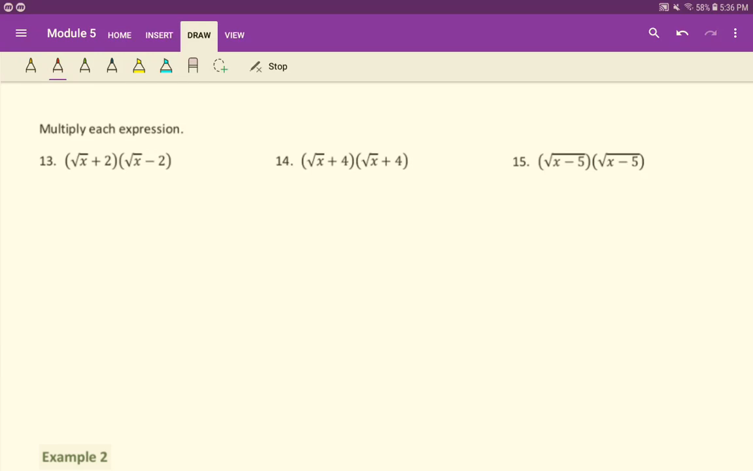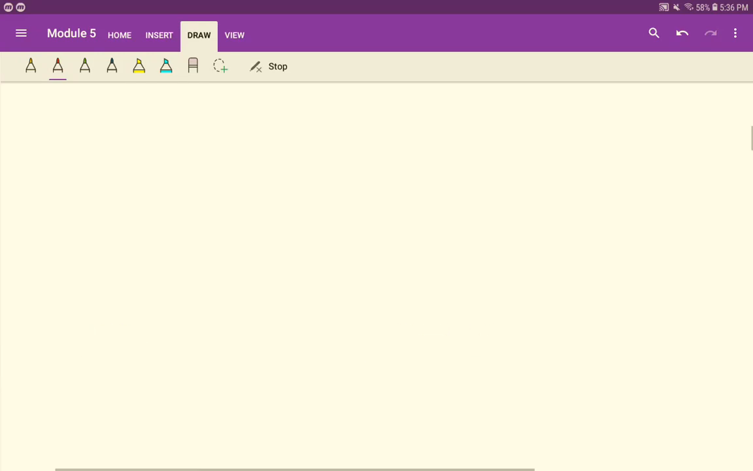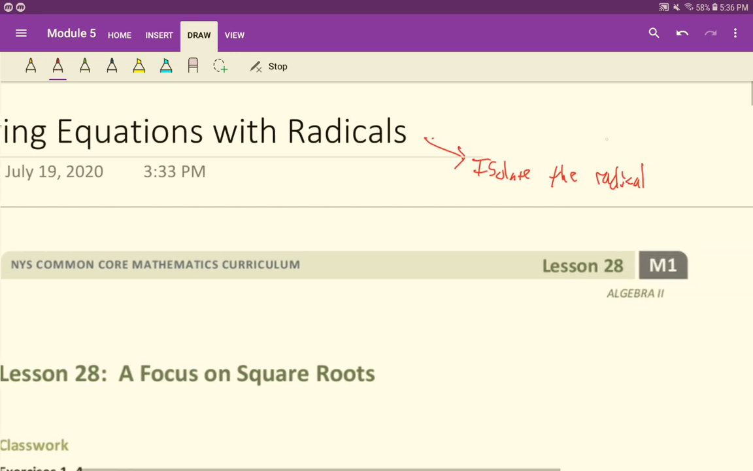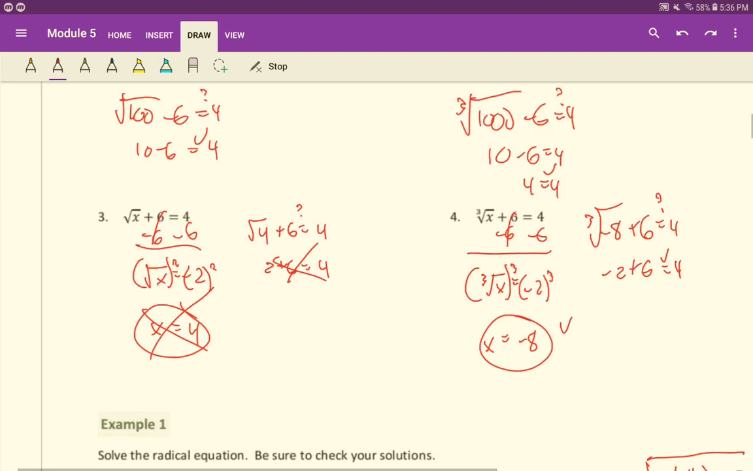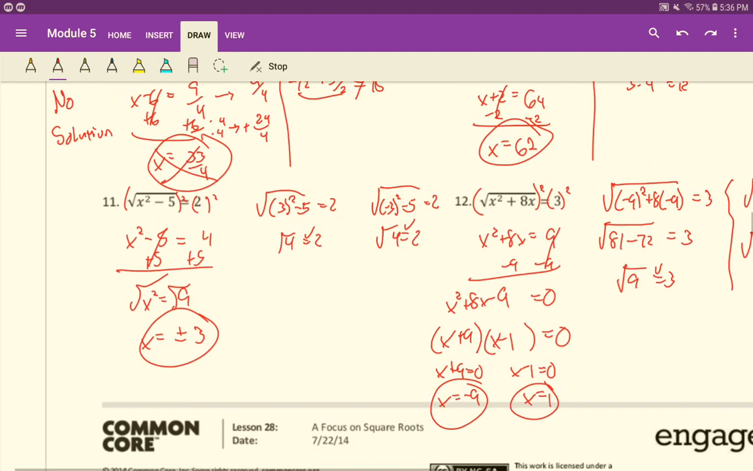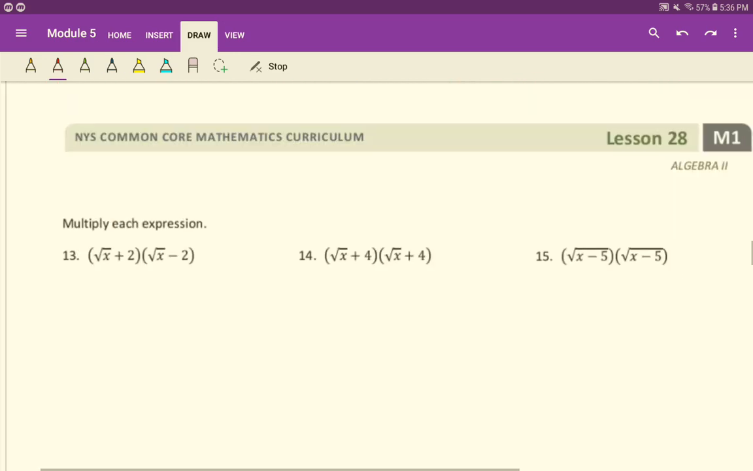Hello and welcome. So we are still, believe it or not, in the solving equations with radicals lessons here, where the idea is to try and isolate the radical and then cancel it out using an exponent. We solved a bunch of equations so far, and now we are going to just multiply some radical expressions. Kind of a little bit of a different kind of thing. So let's go ahead and do that.